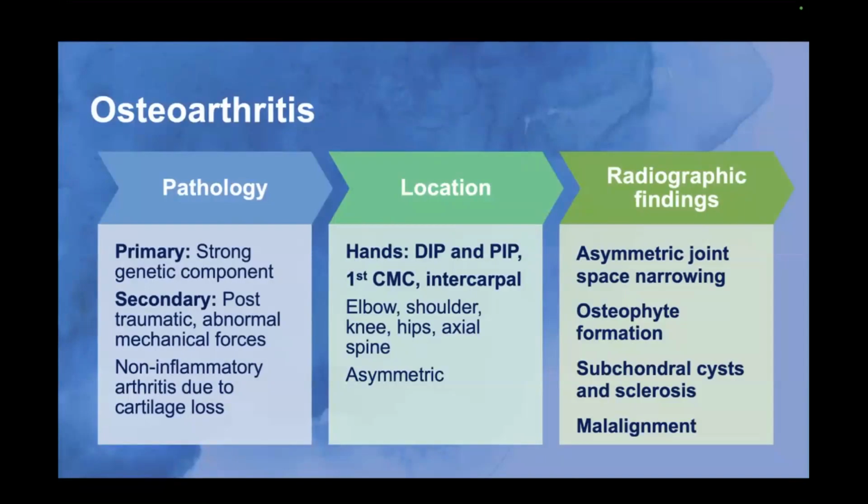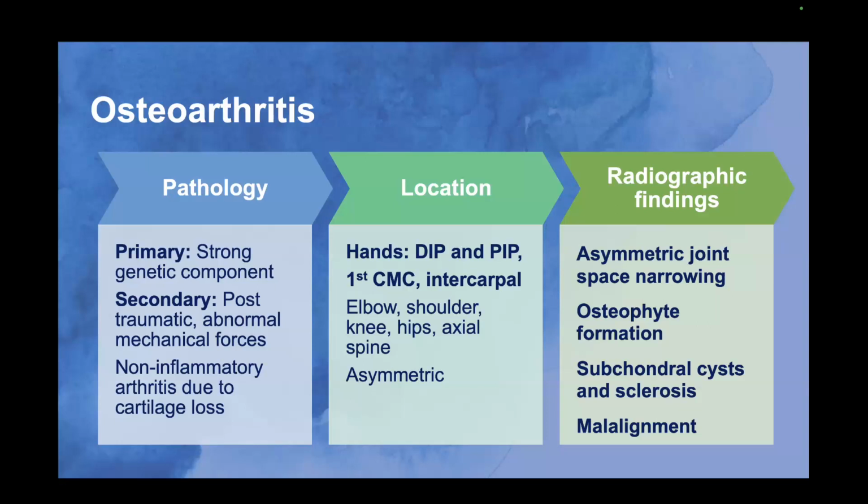So moving on to osteoarthritis, this is an extremely common condition. It has a strong primary genetic component, so patients that have osteoarthritis in families, it tends to run, but it can also occur in secondary osteoarthritis, so post-trauma or abnormal mechanical forces. So has there been previous injury to the joint, or is there excessive weight through that joint? So, for example, in obese patients. And it's typically a non-inflammatory arthritis due to cartilage loss that leads to the progressive destruction of the joint.